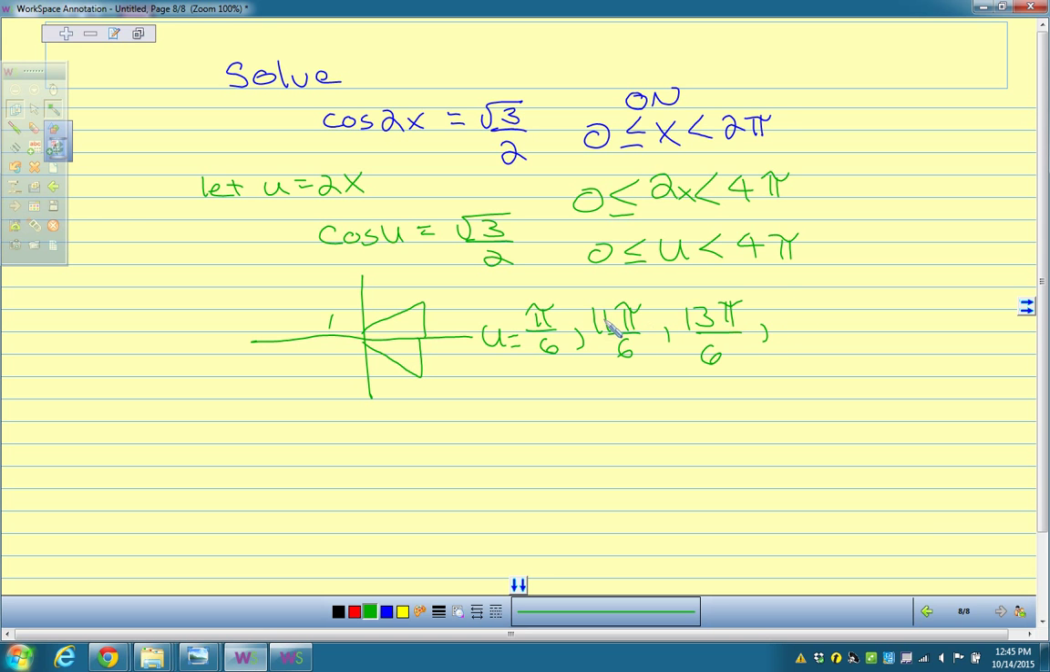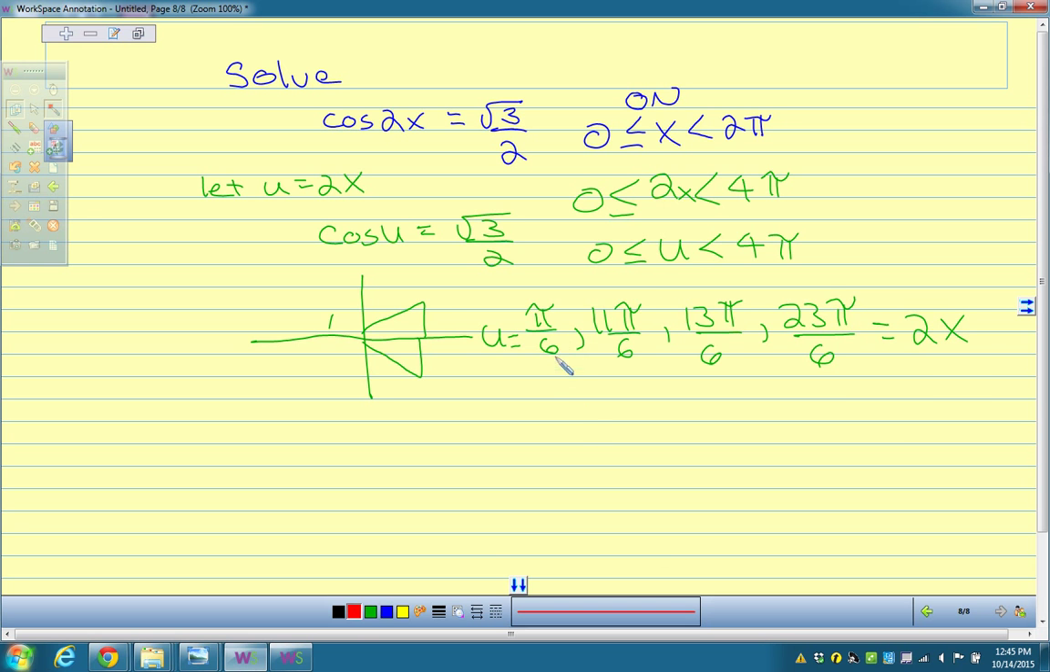23 pi over 6, because I'm adding 12 pi over 6. But this is u, and u is equal to 2x. I want x, okay? I don't want 2x. So how do you think I find x if I know 2x? Divide it by 2, right?